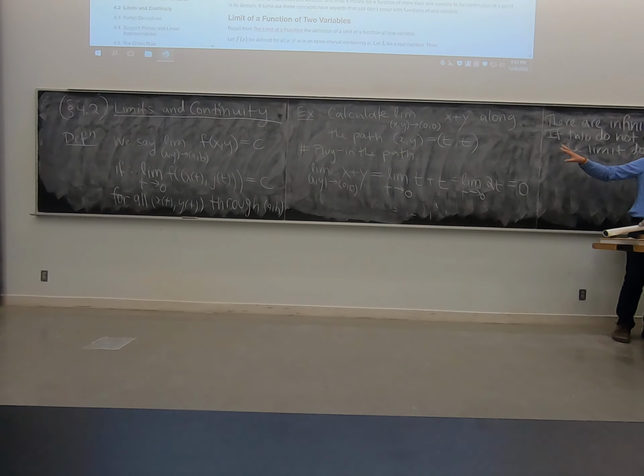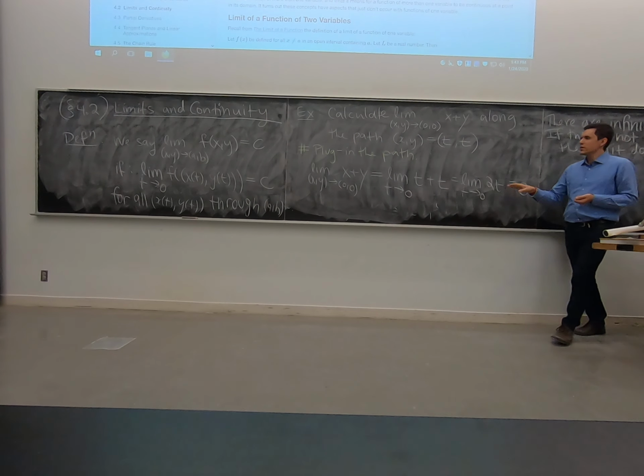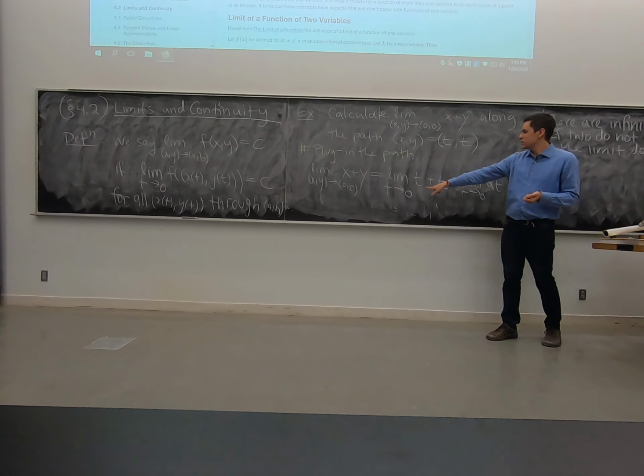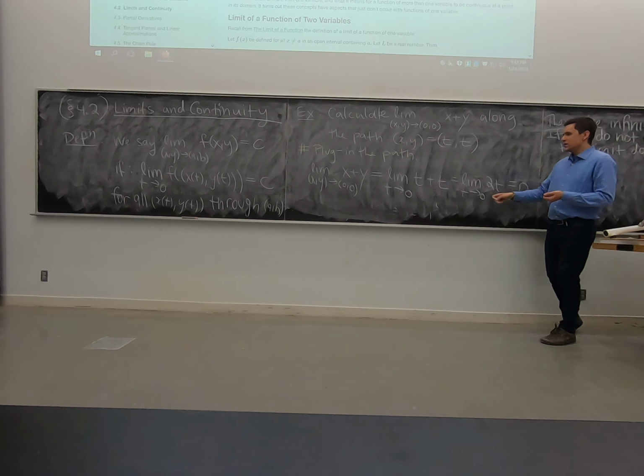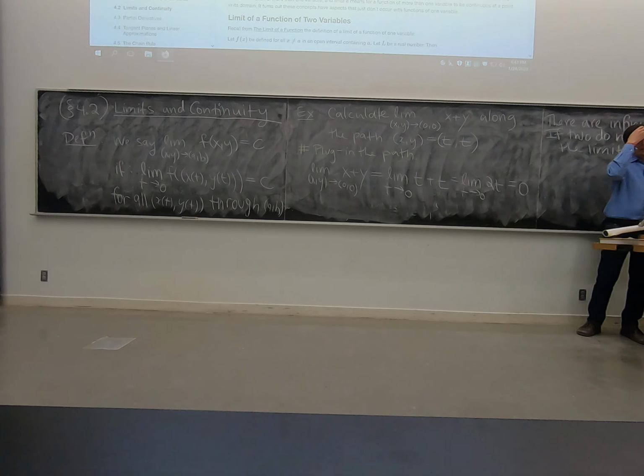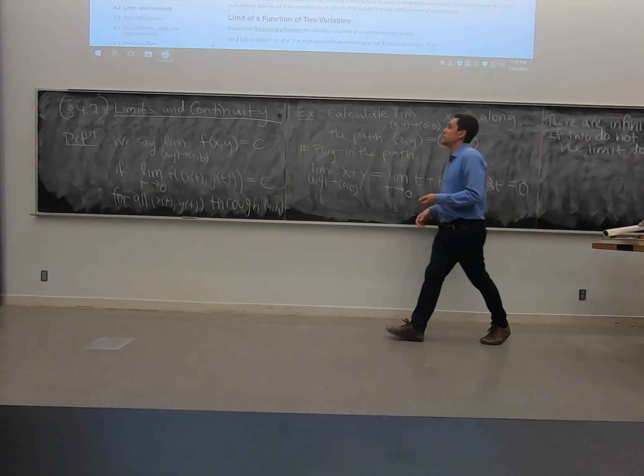So that's what it means to calculate a limit along a particular path. We take our parametric equation, put it in for x and y, and then limit along that parametric equation.